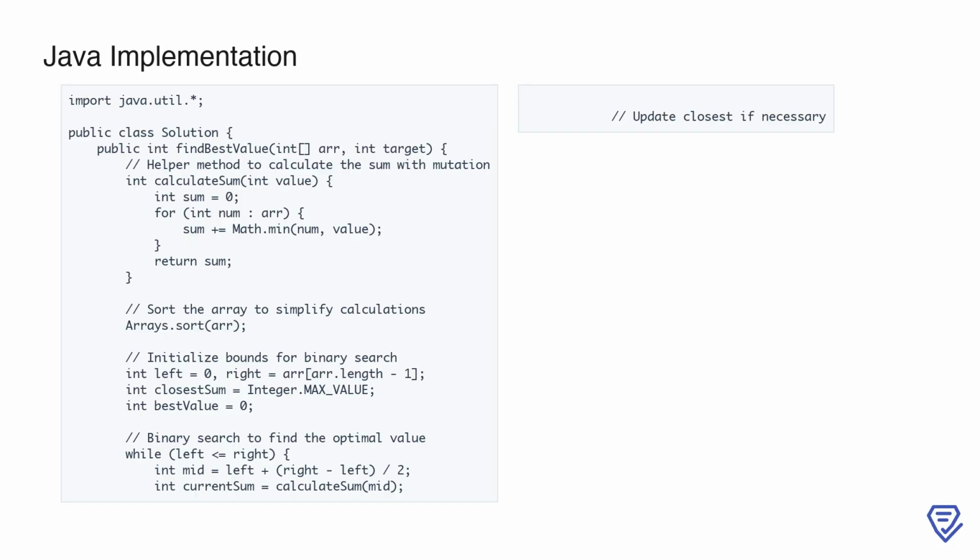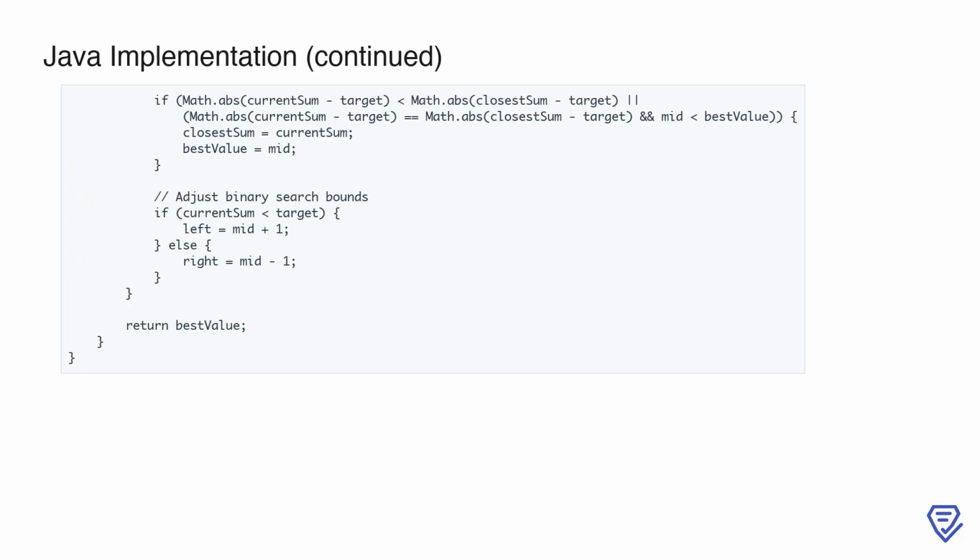Finally, we set up a binary search loop where we continuously narrow down the search range to find the optimal value. Within the binary search loop, we calculate the midpoint, mid, and use the calculate sum helper method to compute the sum of the array when all elements greater than mid are replaced by mid. We then check if this current sum is closer to the target than our previously recorded closest sum. If it is, or if it's equally close but the current value of mid is smaller, we update both closest sum and best value to reflect this new optimal value.